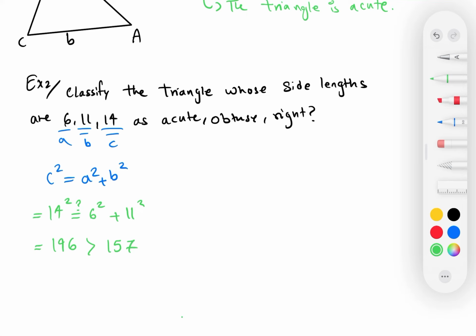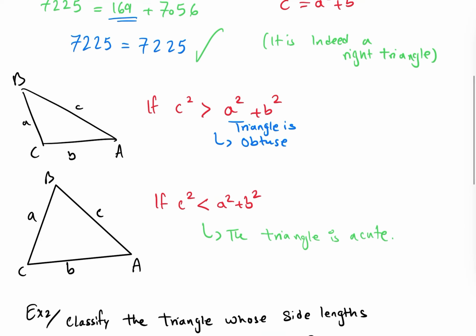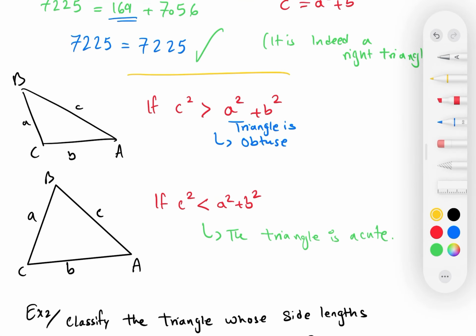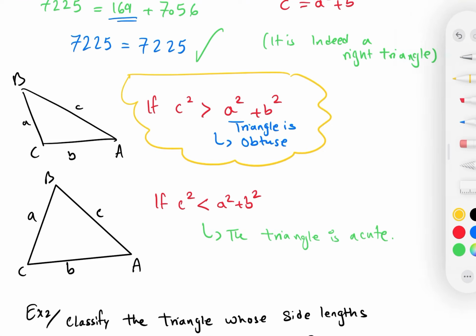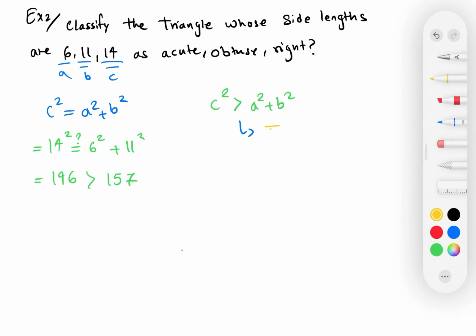Now, since the c squared, that means that the hypotenuse raised to the power 2 is greater than the addition of the two smaller legs. That means that your triangle is, if you take a look at our rules, when c squared was greater than the addition of the two smaller legs, then our triangle was obtuse. So similarly in this case, the triangle is actually obtuse.